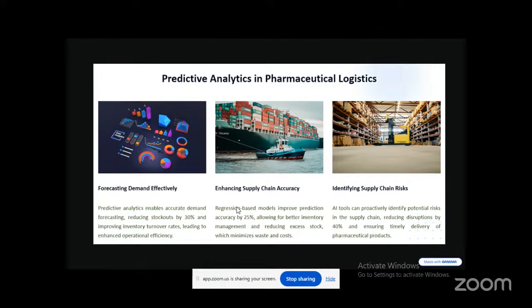Coming to enhancing supply chain accuracy, based on this regression model, it is going to reduce excess stock or wastage of stock through in-time supply. And identifying supply chain risk: the AI tool can also proactively identify potential risks in supply, thereby reducing disruption by 40% and ensuring timely delivery of the pharmaceutical product. If we give the data on each and every one who is going to use the particular drug, it can predict ahead, and then get you the product in time without wastage. That is the application.